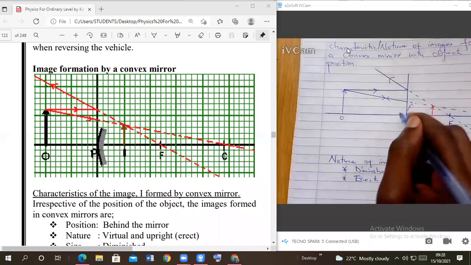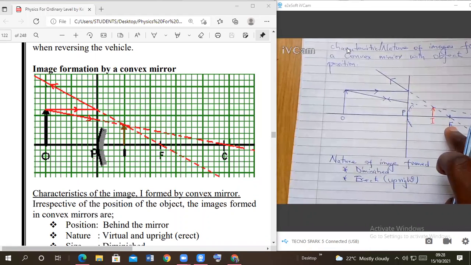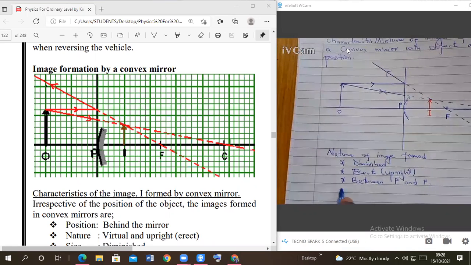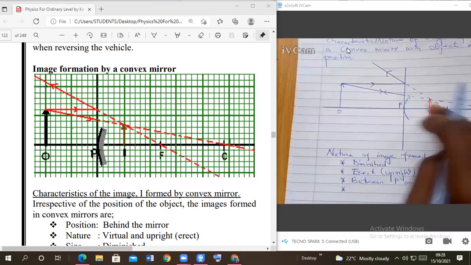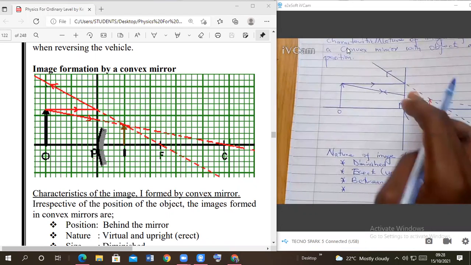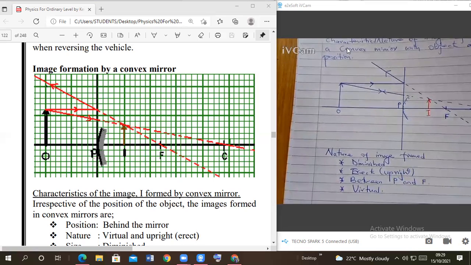What else can you say about that? This is the pole of the mirror. The image is formed between the pole of the mirror and the focal point. It is formed between P and F. Members, is it real or virtual? It's virtual. Why are we saying so? Because it's formed behind the reflecting surface. So the image is virtual. Are we together? Yes.